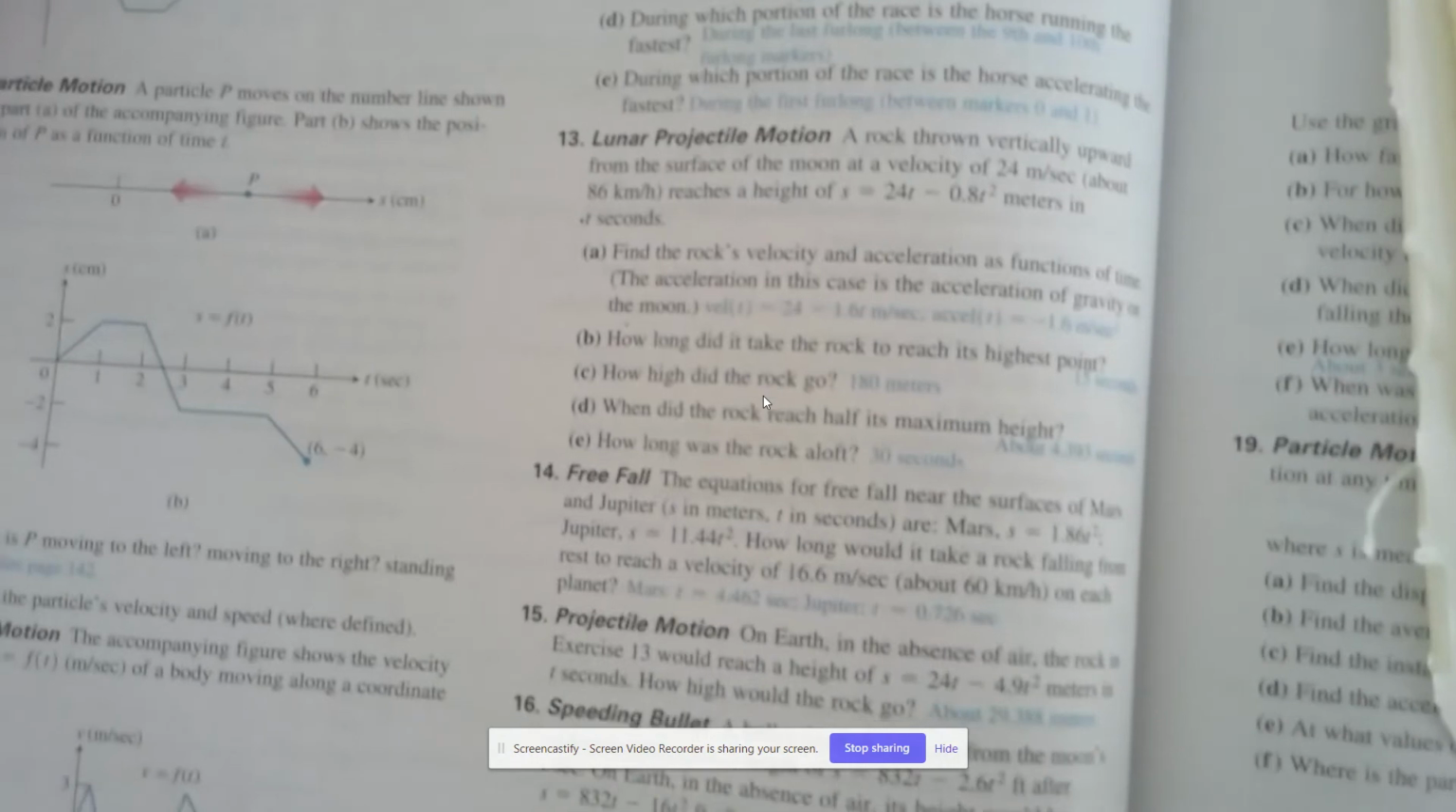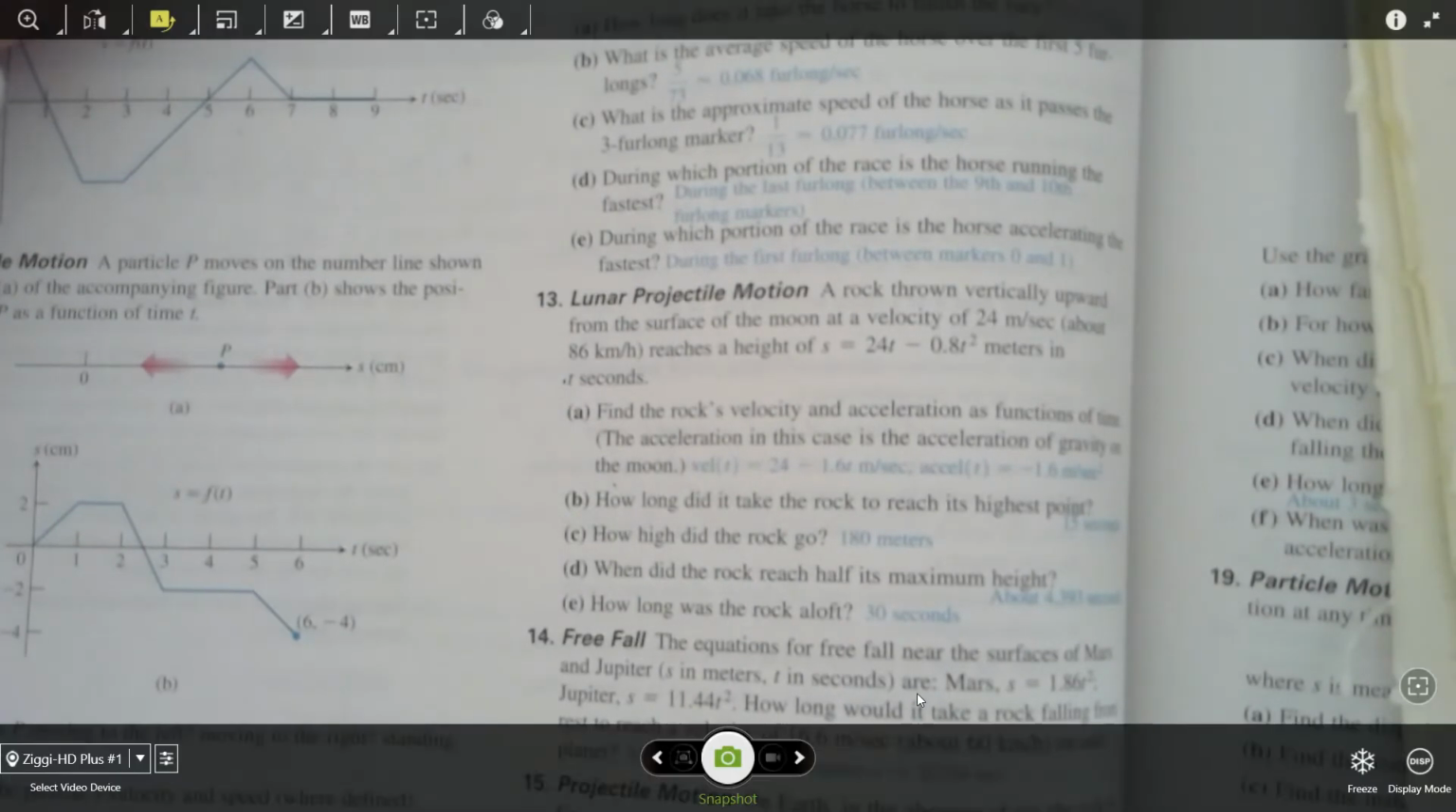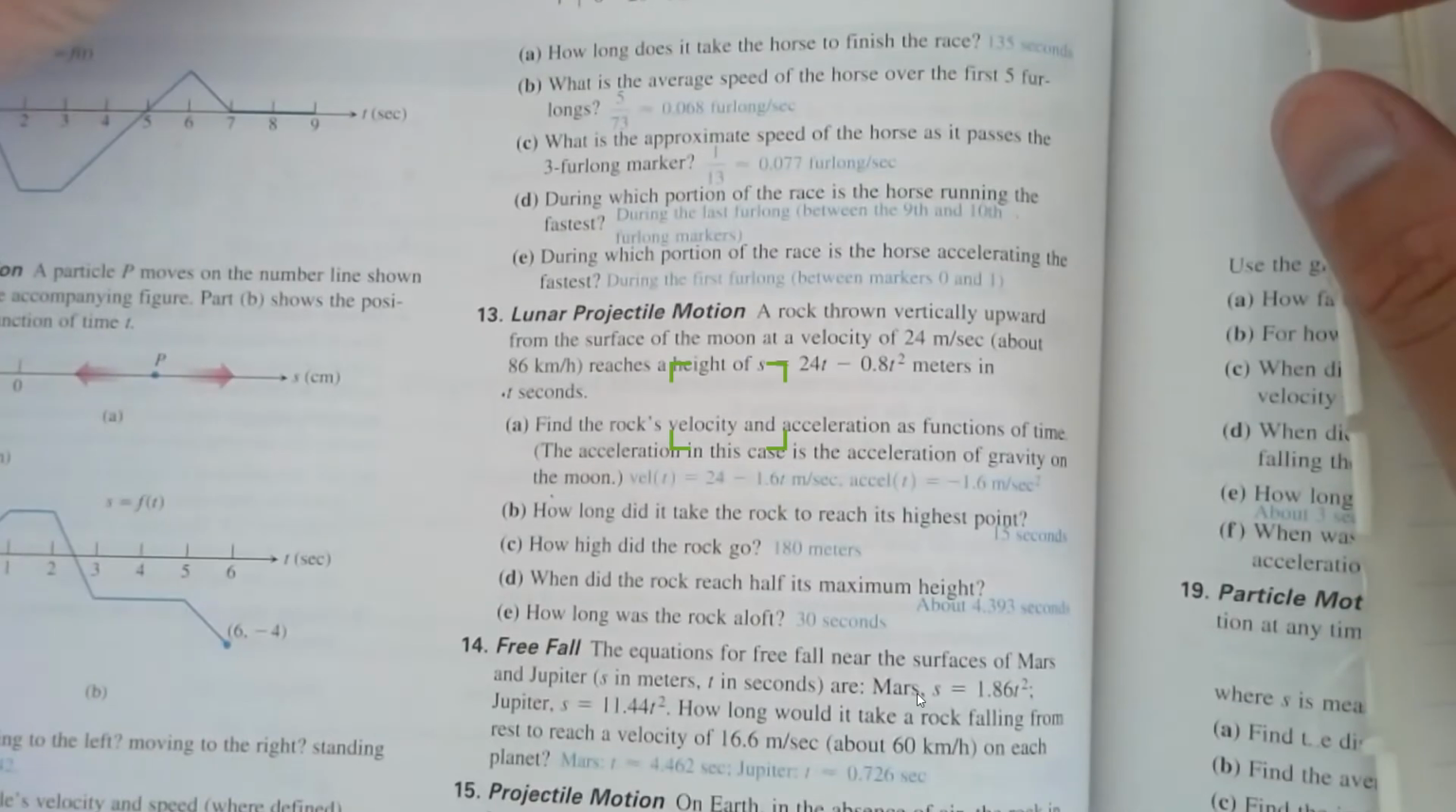Hi guys, just as promised, I'm going to go over a problem that concerns the displacement, average velocity, and so forth type of problem that you're going to see in your homework or just in general when you're dealing with calculus. So let's look at number 13.